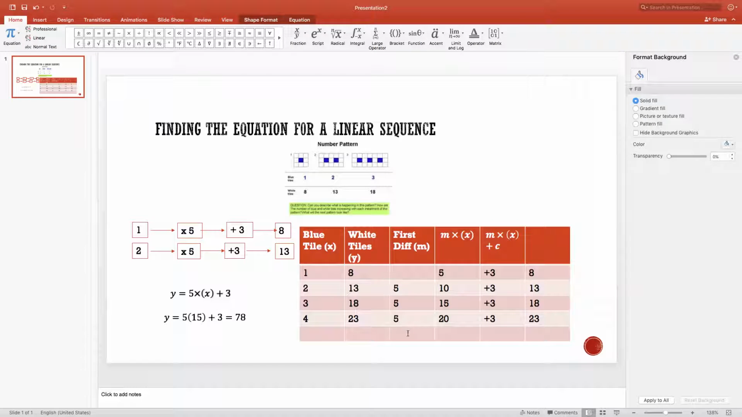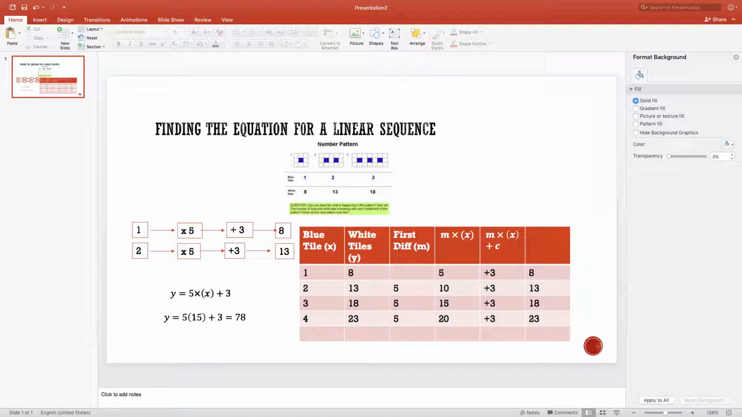And the fact that this is linear is told to you by the fact that the first difference is constant. So if the first difference is constant, then you have a linear pattern.